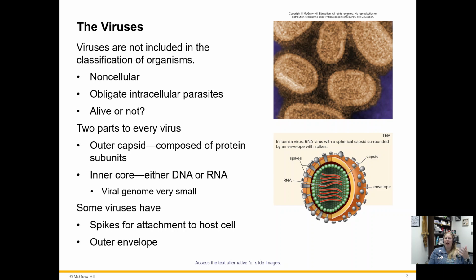So they don't have organelles. They don't even make their own lipid bilayer. That would be something they might take from a host cell. They are really, really simple when we compare them to our other complex cellular organisms. Some viruses have spikes for attachment. That's the classic, the COVID pictures.